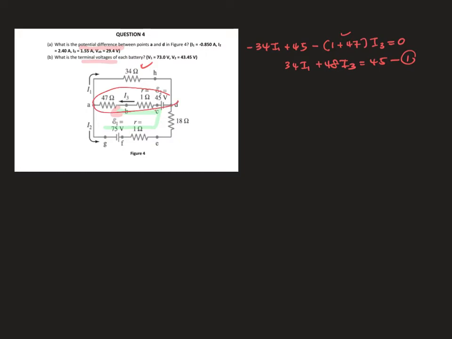Okay, so the 47 over there, 47 and 1, are going to have negative values, because my assumption loop and my current inside the circle are in the same direction. Therefore, it's going to be negative 47 plus 1 I3. And for the assumption loop here, it is going to move from lower to higher, so plus 45. Okay, and I'm going to focus on this part.